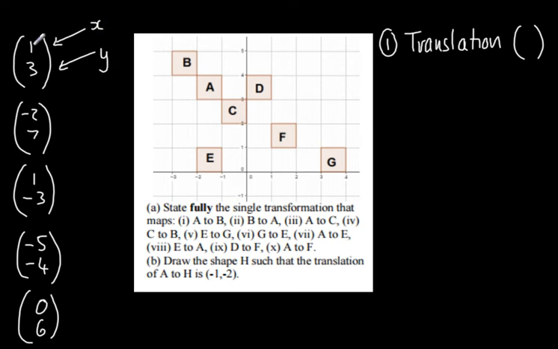If the top number is positive, it's moved right. If the top number is negative, it's moved left. If the bottom number is positive, it's moved up. If it's negative, it's moved down.